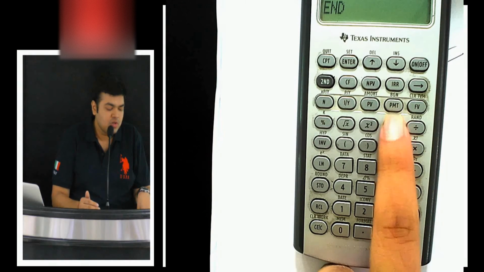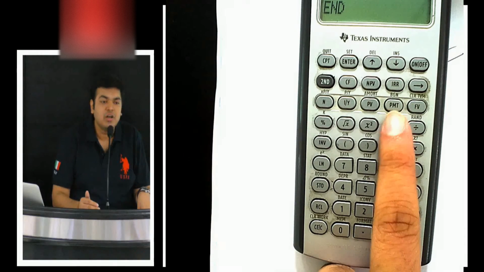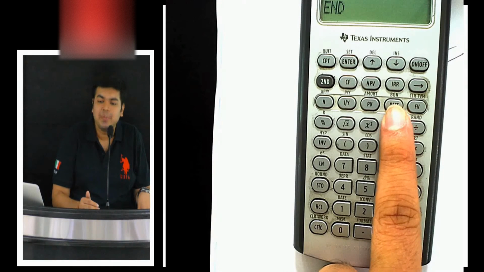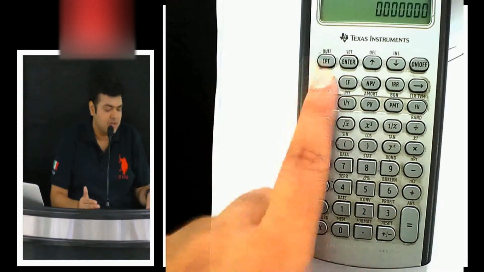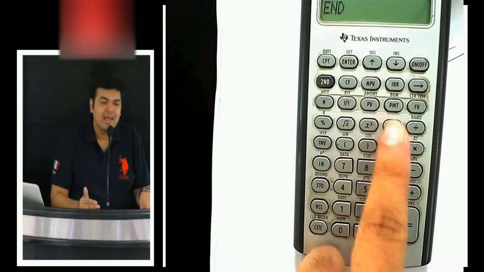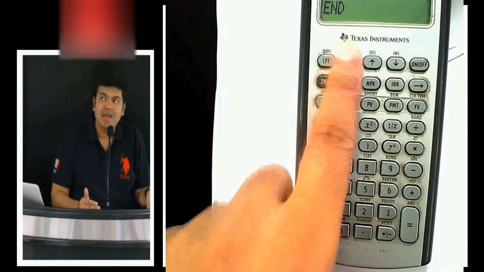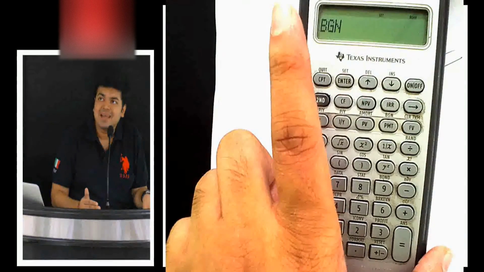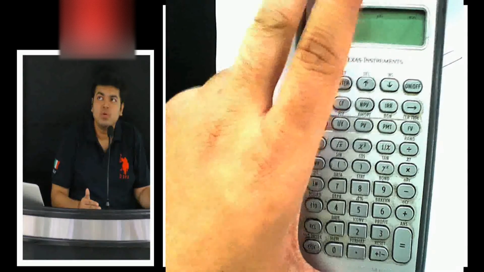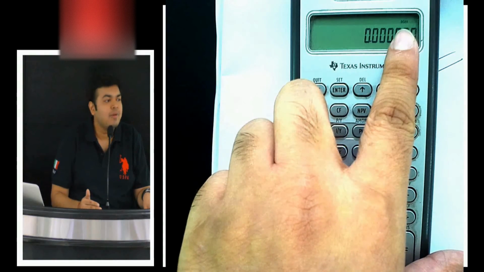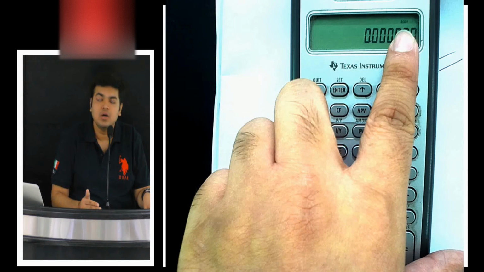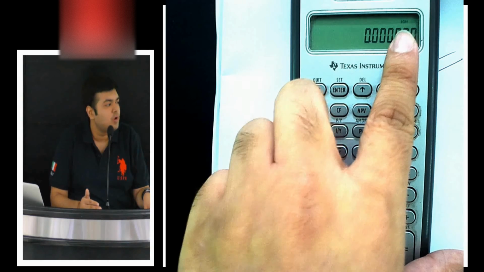Now, if you notice on the PMT button, you have the term BGN written. BGN stands for beginning mode. If you want the calculator to assume that the cash flows are happening at the beginning of the period, press second PMT, and you see END is written, you need to do second enter. Until you press second enter, you do not get the BGN mode stored on the calculator. The moment you do that, a very small BGN appears on the top right of the screen.